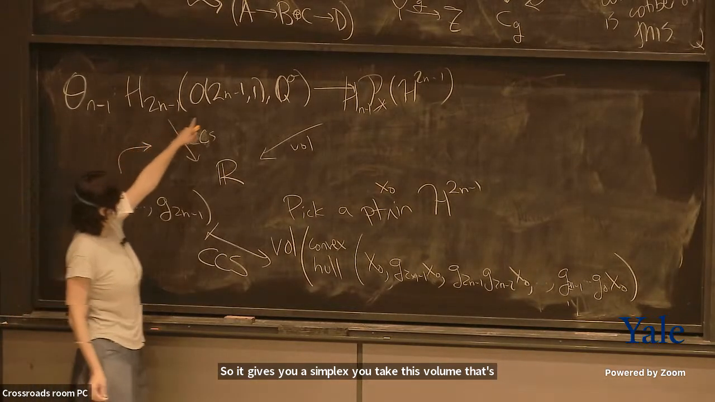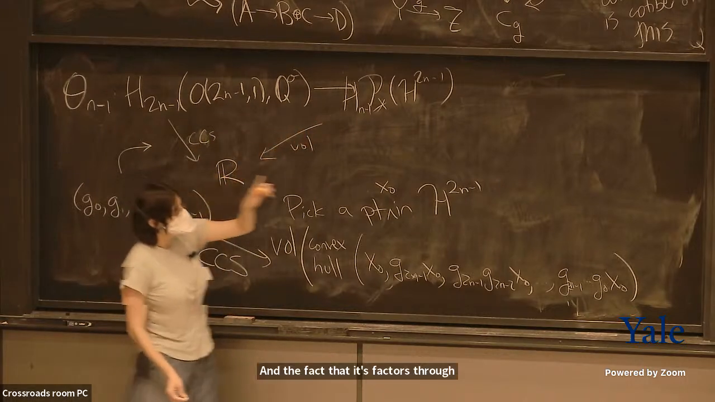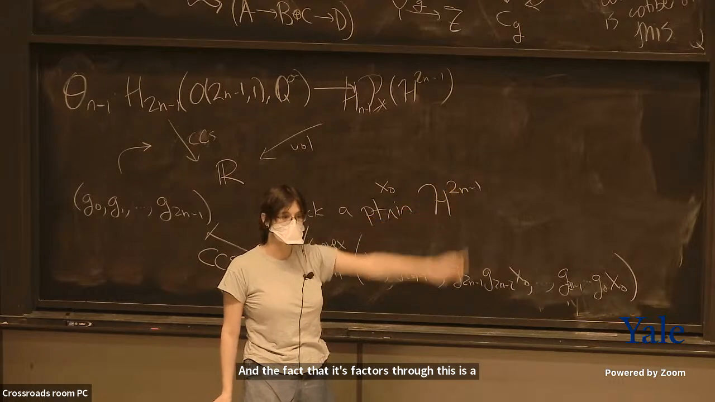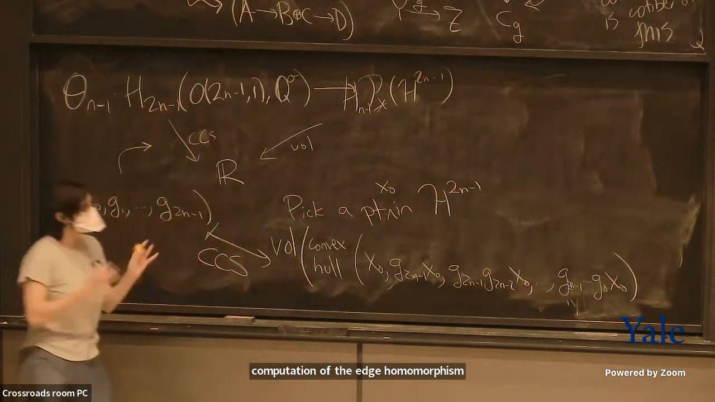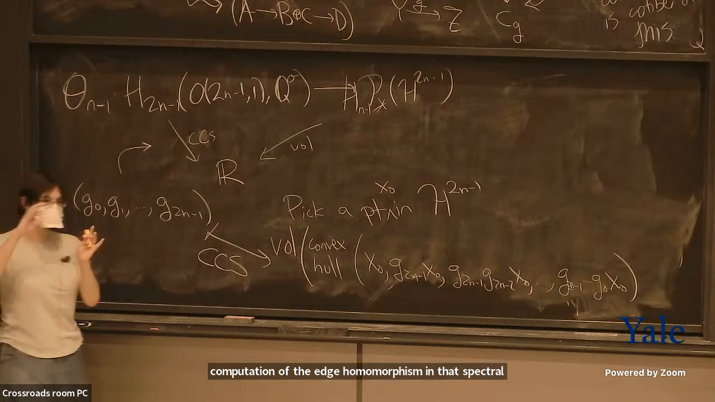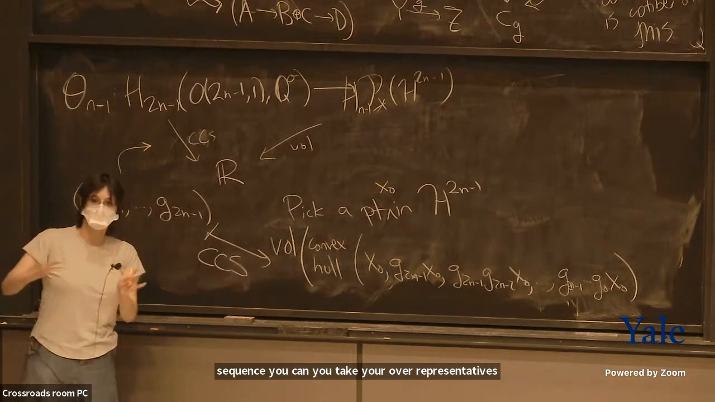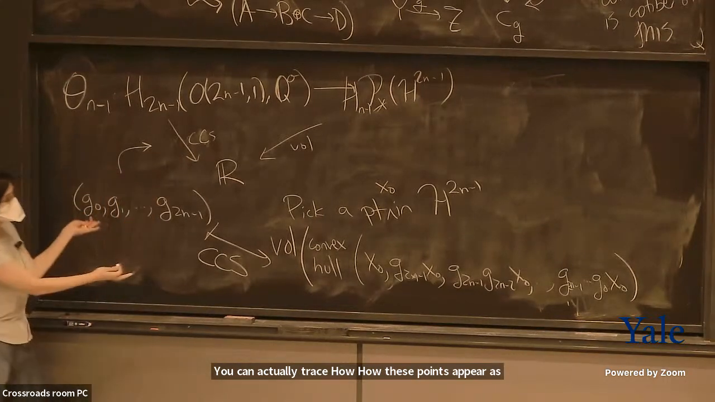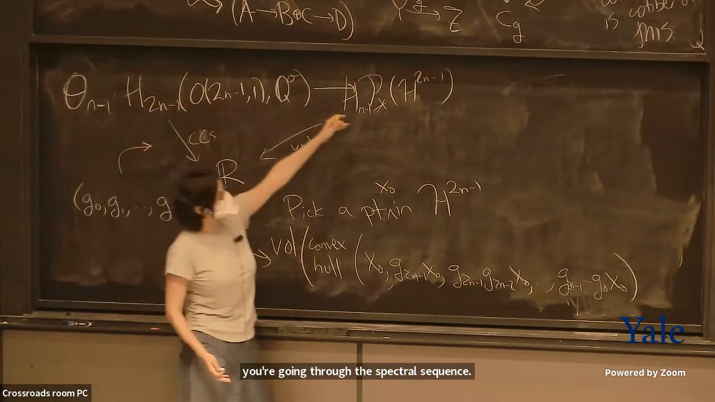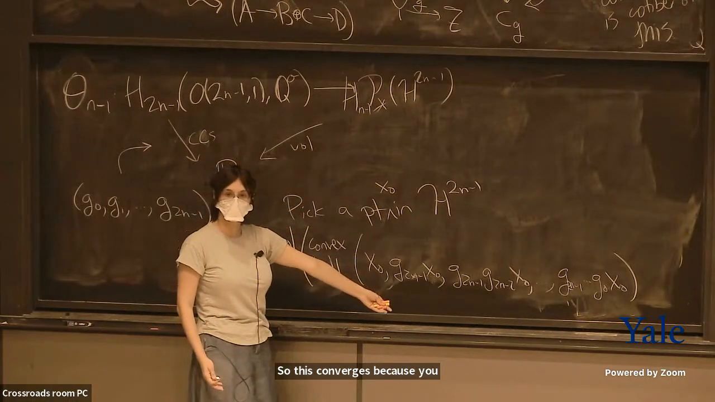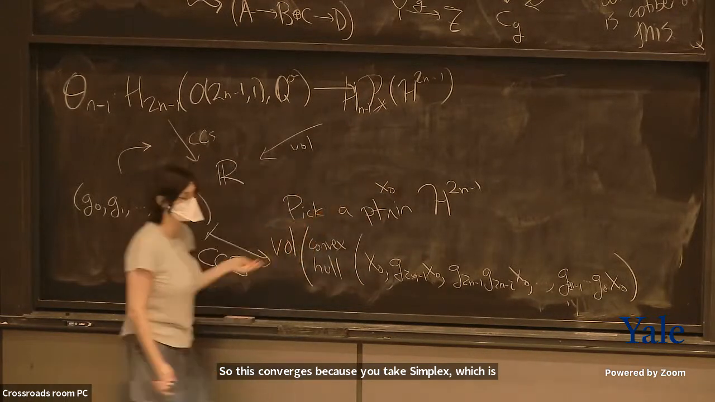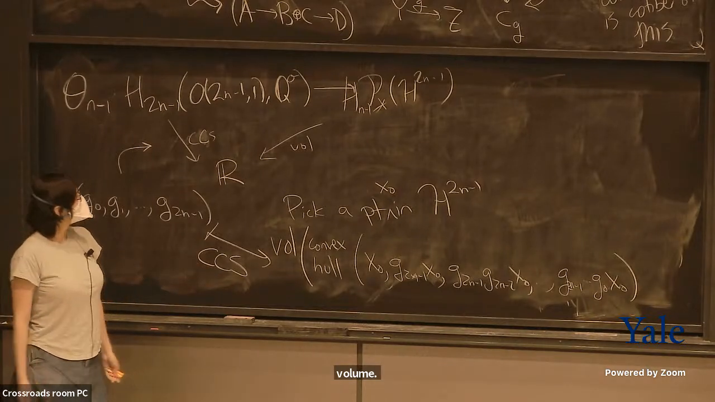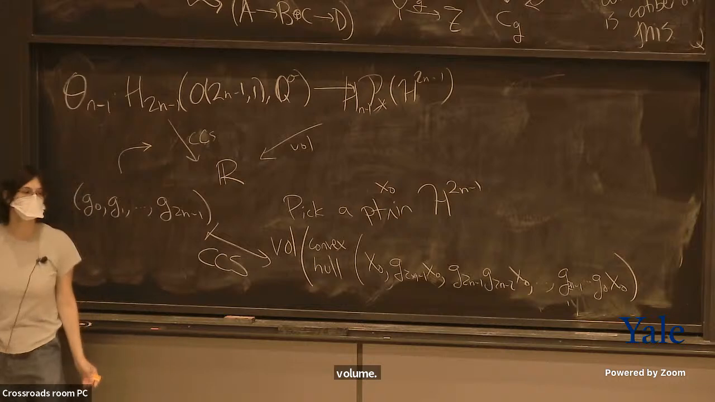And the fact that it factors through this is a computation of the edge homomorphism in that spectral sequence. If you pick your representatives cleverly, you can actually trace how these points appear as you're going through the spectral sequence. So this converges because you take a simplex, which is defined by exactly these points, and then you take its volume, and that's exactly the definition of this. And so that was what I wanted to say. Thank you for listening.